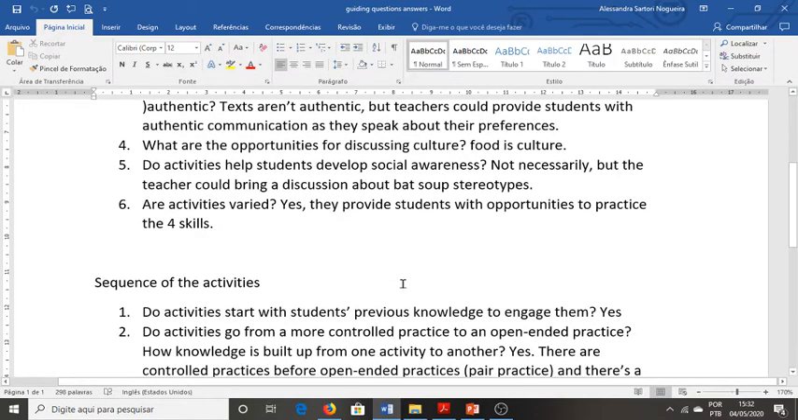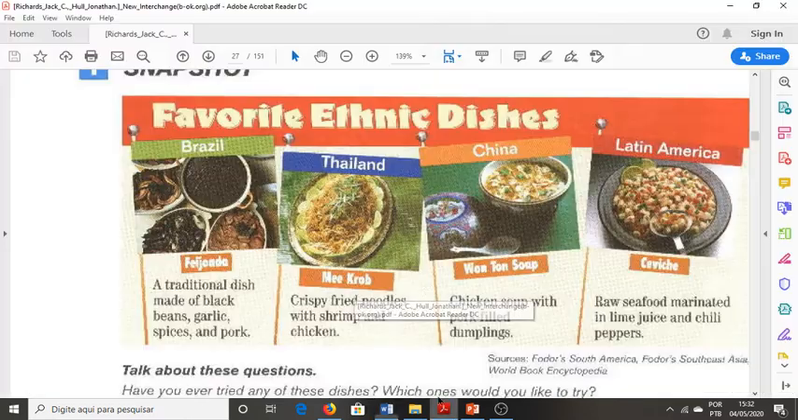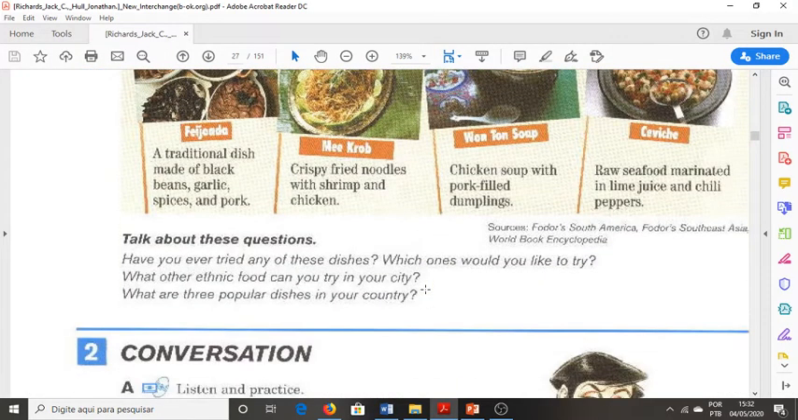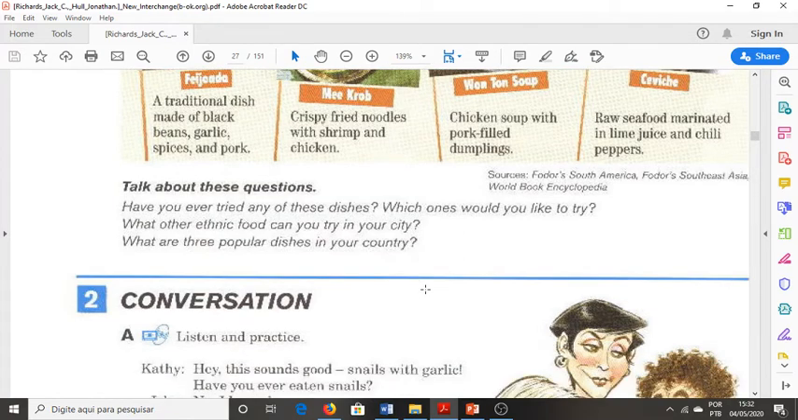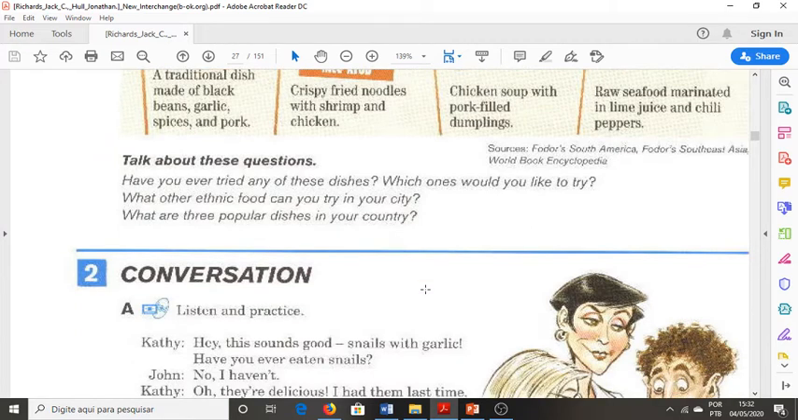What else? Number 6, are activities varied? Yes, they provide students with opportunities to practice the 4 skills. They're varied because you start with small talks, and then there is conversation, there is listening. The topic itself is food from the beginning to the end, but there are many ways of talking about food. So this is also interesting. There's also, for example, a recipe. Even people who don't like to cook have other opportunities to talk about food in other ways. Okay, so yes, they're varied.